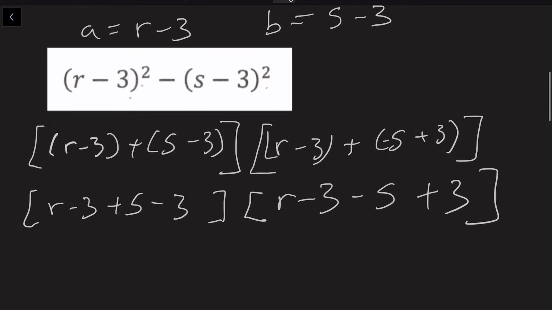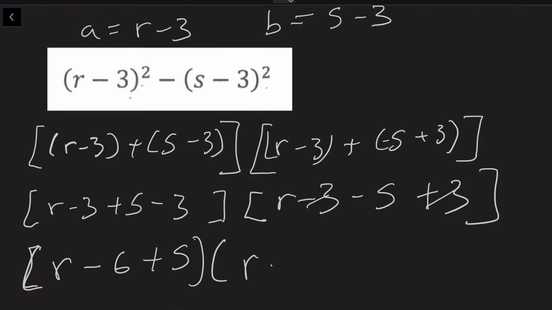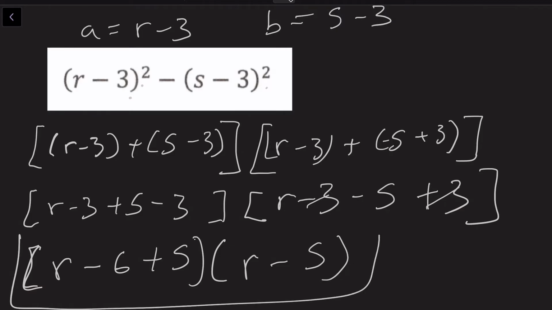Now we can combine like terms. We only have one r. We have two minus 3's. So that means it's going to be minus 6. And then we're going to have a plus s. Then on our second term, we're going to have 1r. We have a minus 3 and a plus 3, so that's 0. And then we have a minus s. And this is our final answer.